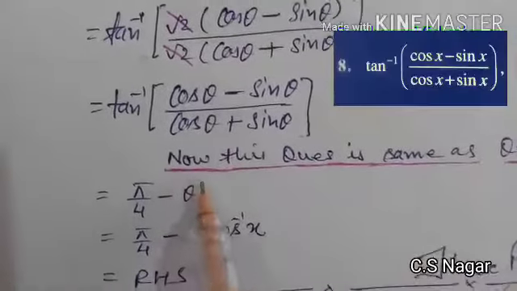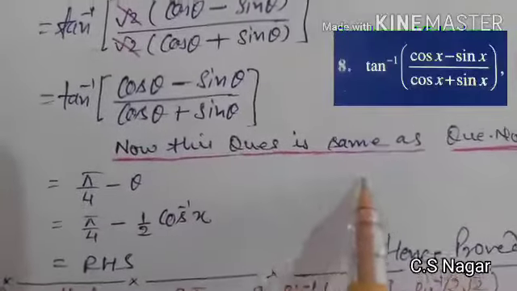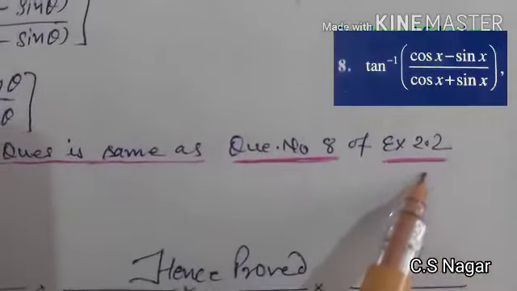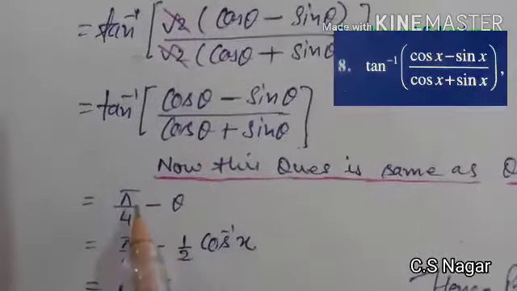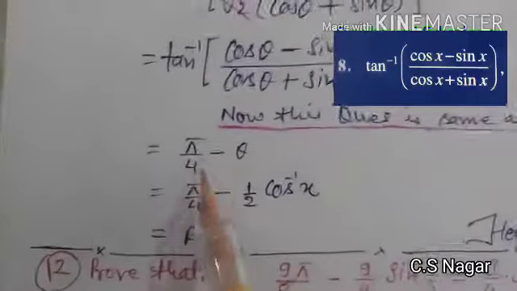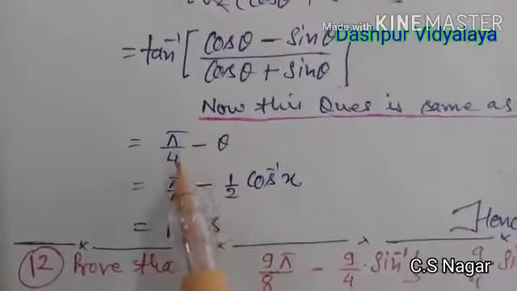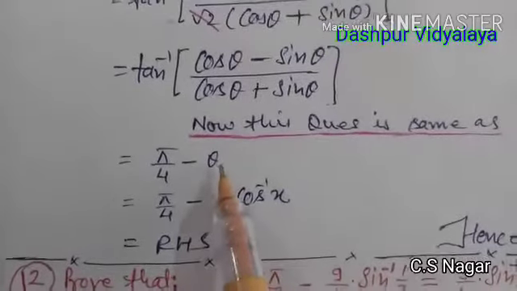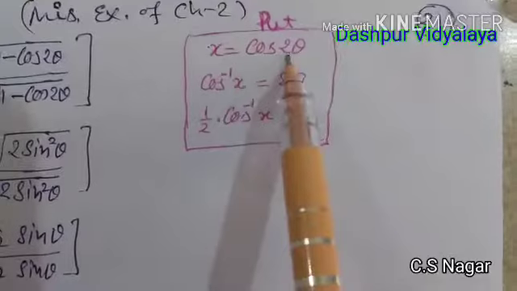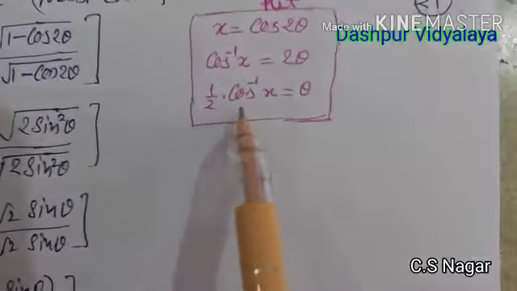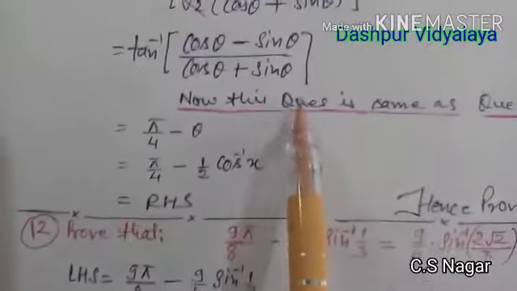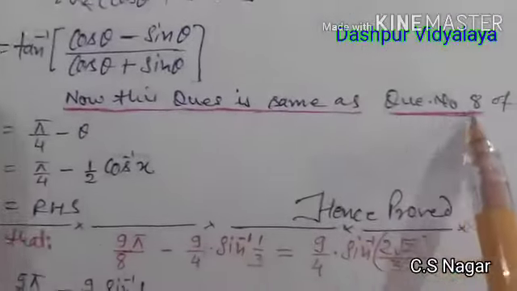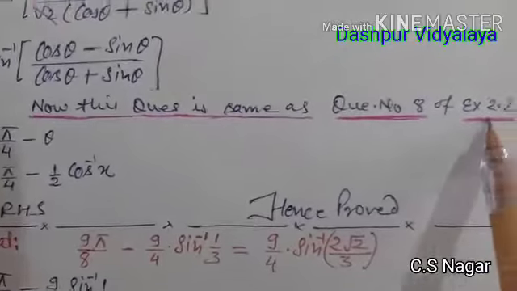So the question is only tan inverse (cos theta minus sin theta) upon (cos theta plus sin theta). Now this is the same as question number 8 of exercise 2.2. So you will try, and the final answer is pi by 4 minus theta, and in place of theta write 1 by 2 cos inverse x, since x is equal to cos 2 theta, so theta is equal to 1 by 2 cos inverse x. So this is our RHS. Try this question, it is the same as question number 8 of exercise 2.2.